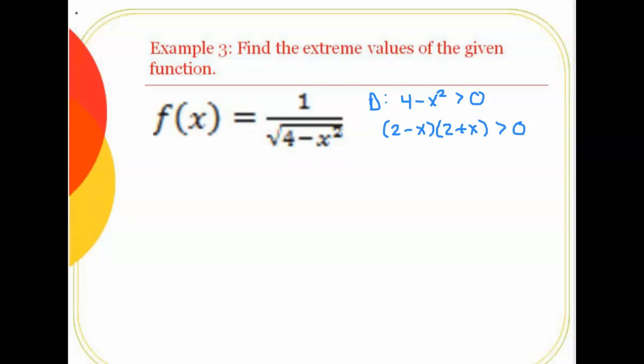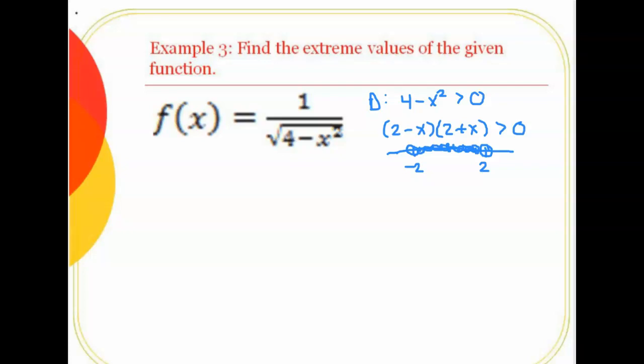which means that the roots of this quadratic are at 2 and negative 2, which means that our domain is either going to be within negative 2 to 2 or outside negative 2 to 2. And what you could do is check by plugging in a number between negative 2 and 0, or greater than 2. So if you plug in 0, 2 minus 0 is 2, 2 plus 0 is 2, 2 times 2 is 4, 4 is in fact greater than 0. Therefore, my domain is x values between negative 2 and 2.